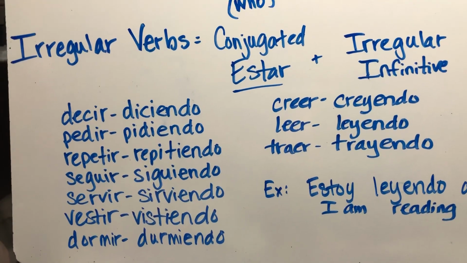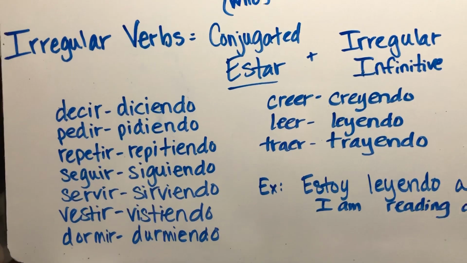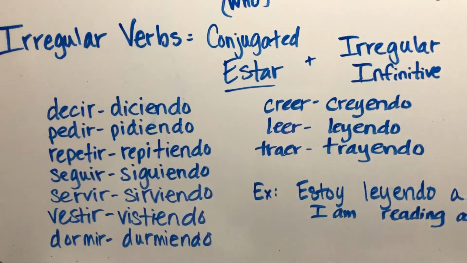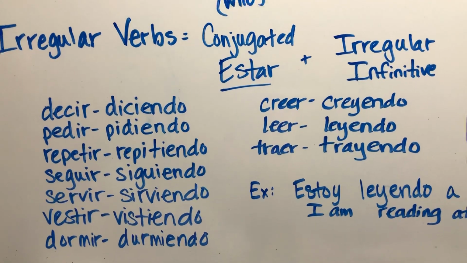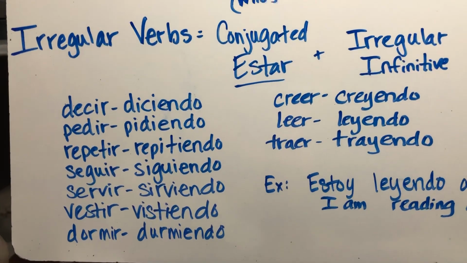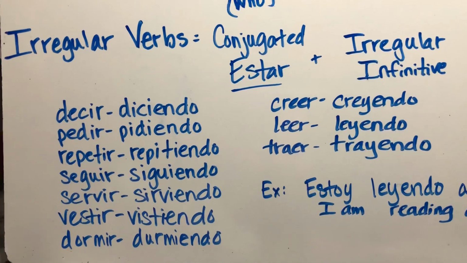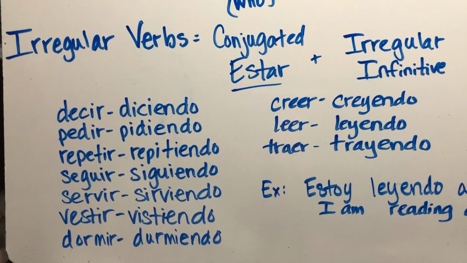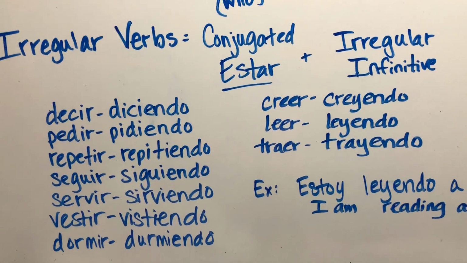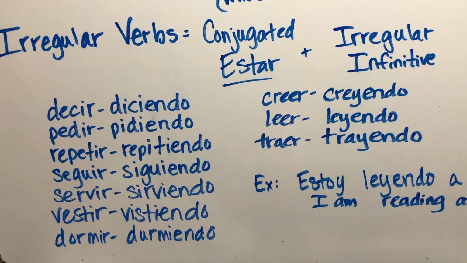Repetir is to repeat. And these are all little spelling changes, E's to I's and so forth. So that is repitiendo. Seguir, to follow, siguiendo. Servir, to serve, sirviendo. Vestir, to get dressed, vistiendo. Dormir, to sleep, durmiendo. It turns to a U. We don't often see that, O to a U, durmiendo. But you still see that everything is an I-E-N-D-O or A-N-D-O so far.